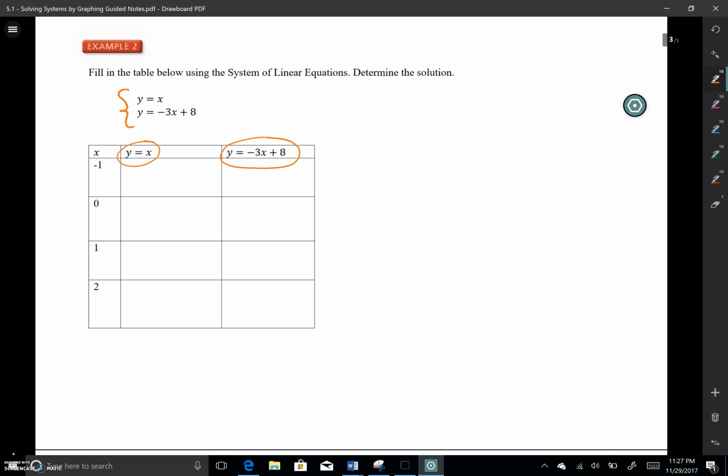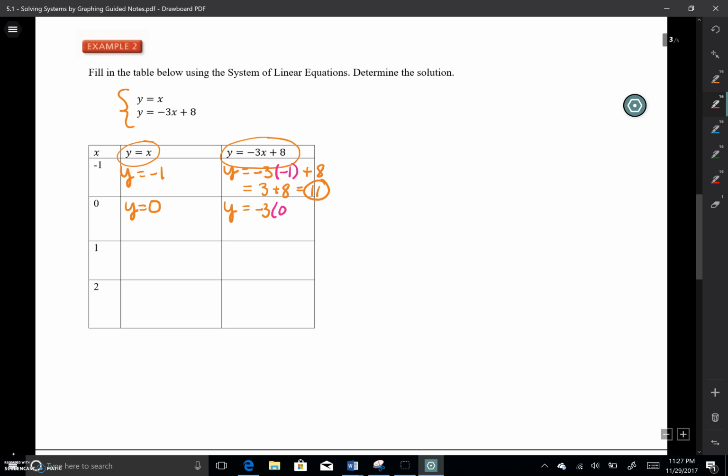So when x equals -1, for my first equation, I see that y equals -1. For my second equation, y equals -3 times -1 plus 8. That's equal to +3 plus 8, which is equal to 11. Okay, when x equals 0, y equals plugging in 0 for x, y equals 0. For the second equation, y equals -3, plug in 0 for x, plus 8. That gives me just the 8 because the -3 times 0 cancels out.